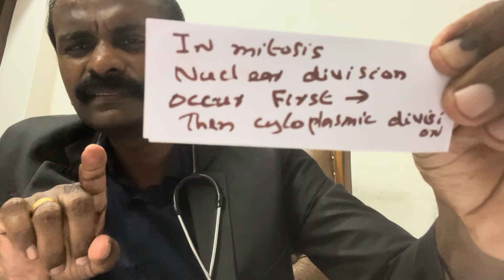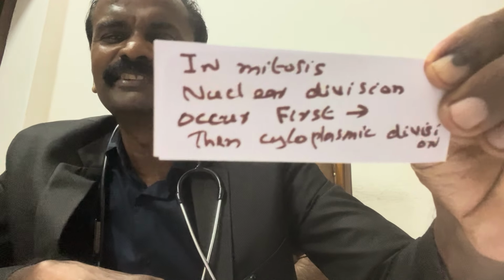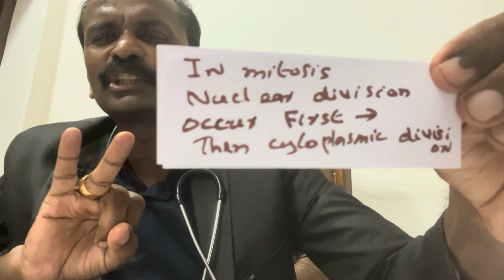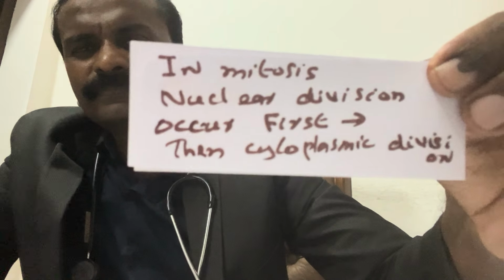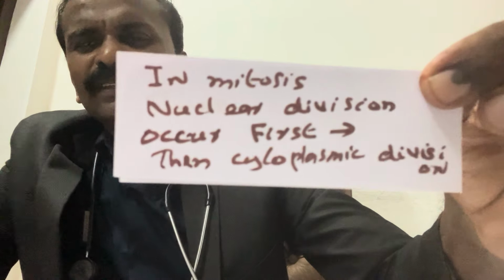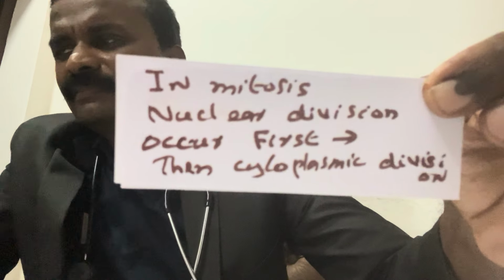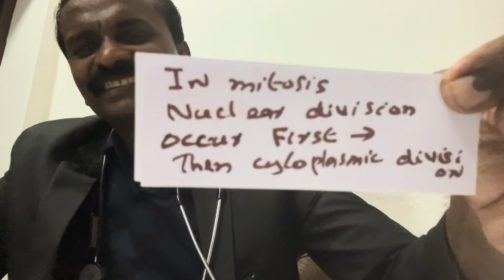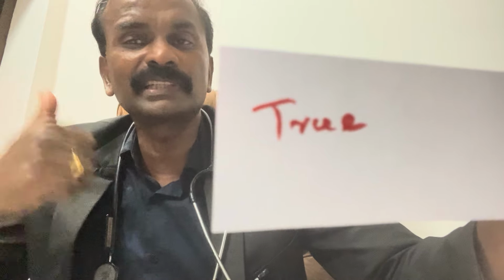In mitosis, nuclear division occurs first and then the cytoplasmic division. Which one occurs first? Nuclear division or cytoplasmic division? If you know this point, you can answer this. In mitosis, nuclear division occurs first, followed by cytoplasmic division. Same line is given in your textbook. True or false? It's true, because cytoplasmic division occurs last.